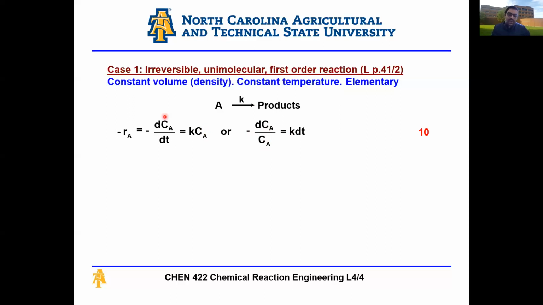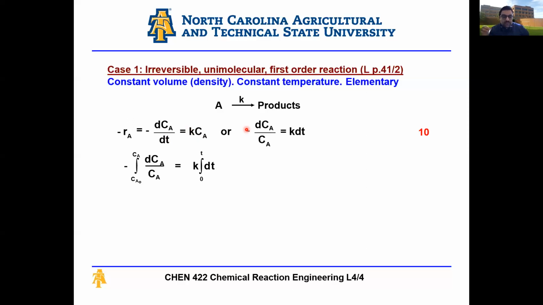So again, you have my irreversible unimolecular first order reaction. This is my reaction rate: minus dCA by dt is equal to kCA. I separate my variables, so I move my CA and dCA together, and I move my dt to the other side. k is a constant, so it doesn't matter. And I get this expression. So now, with the integral method, I'm going to integrate this expression to get an equation of CA in terms of t. That's what I do here.